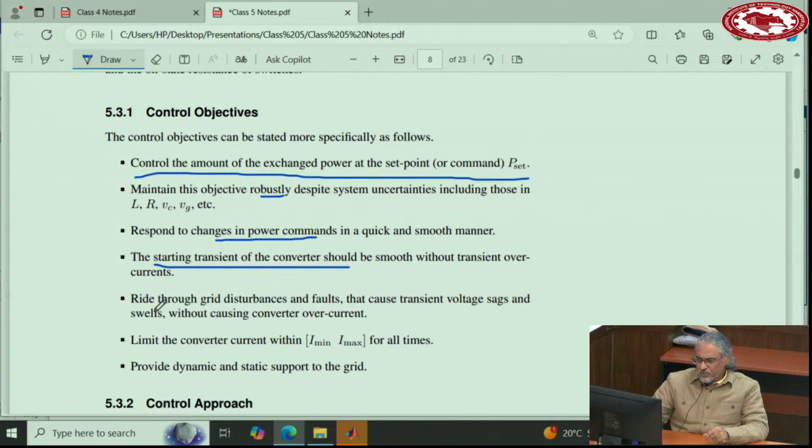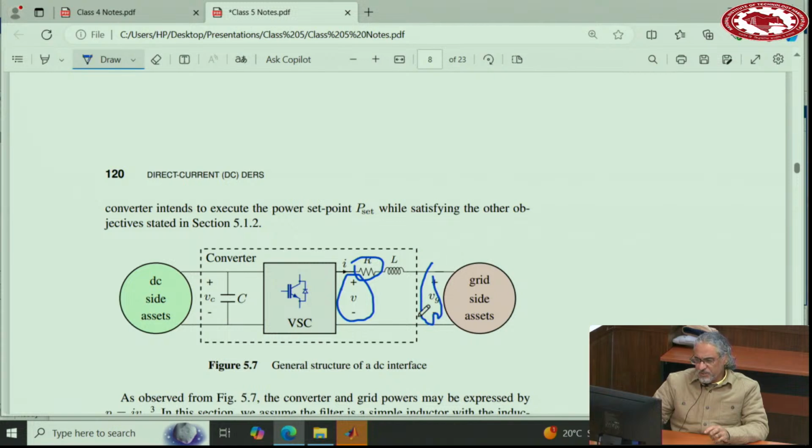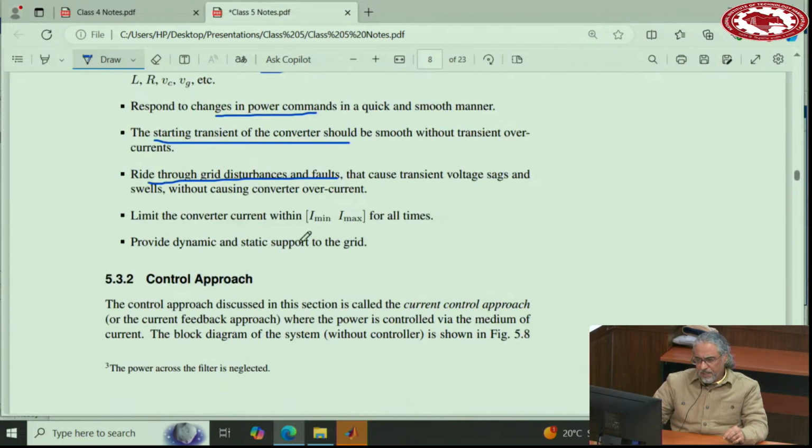It should ride through the grid disturbances and faults. What does this mean? This means if this voltage here experiences disturbances, and that is something that happens all the time, especially in AC grids that we have, the converter should keep working and ride through the transient faults and limit the current. This is what we said. You want to limit the current of the switches between minimum and maximum and provide support to the grid.